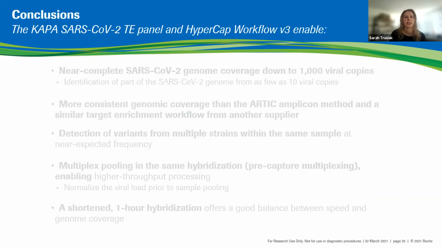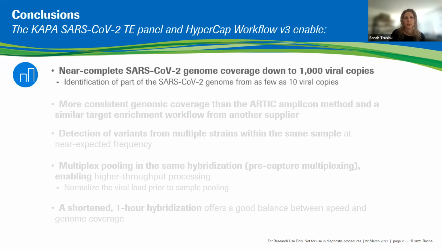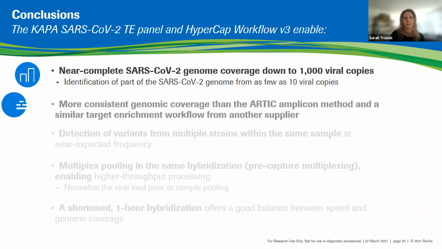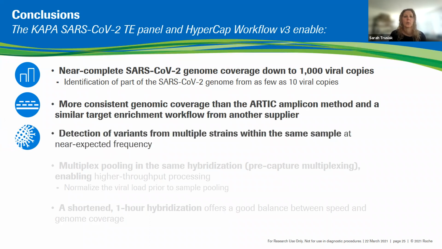So in conclusion, the KAPA SARS-CoV-2 TE panel and HyperCap workflow v3 enable near complete SARS-CoV-2 genome coverage down to 1,000 viral copies and identification of even part of the SARS-CoV-2 genome from as few as 10 viral copies. We see more consistent genomic coverage than an ARTIC amplicon method that we tested within our lab, and a similar target enrichment workflow from another supplier's published data. We're able to detect variants from multiple SARS-CoV-2 variant genomes within the same sample at near expected frequency.